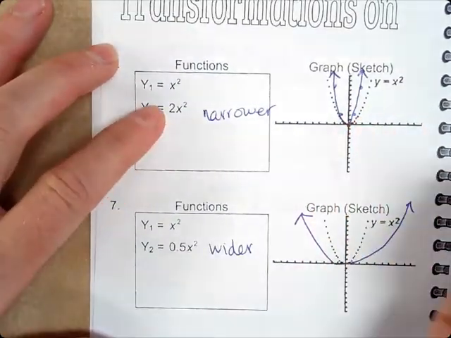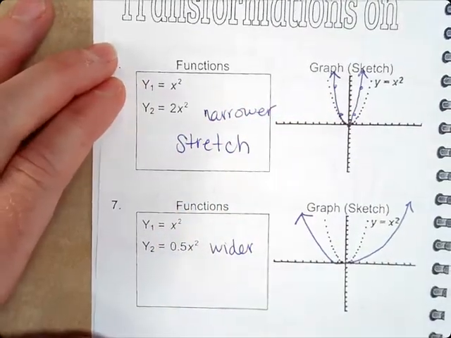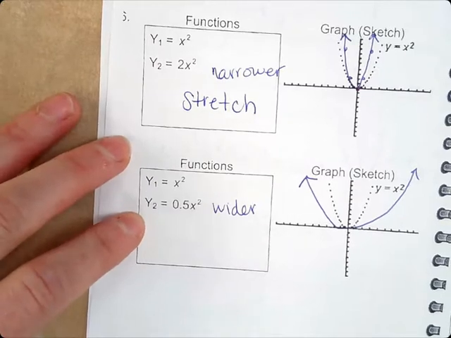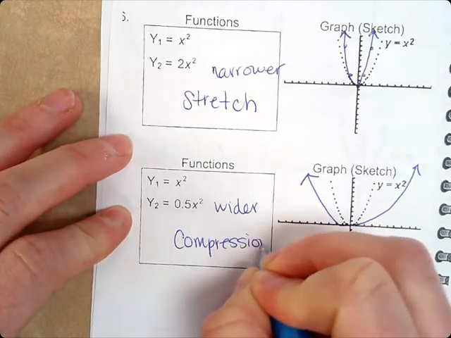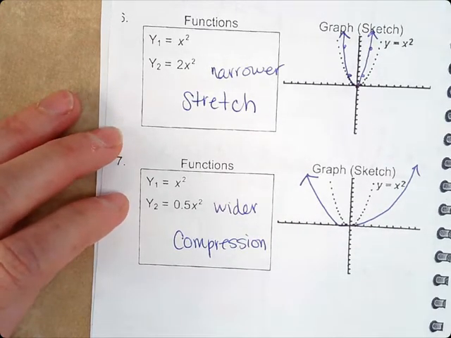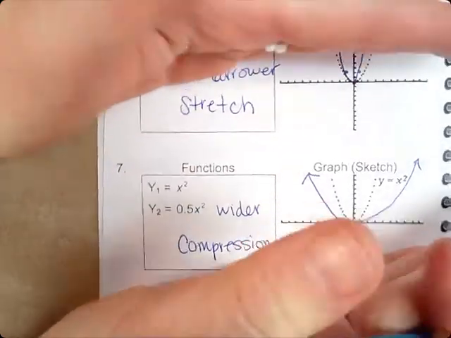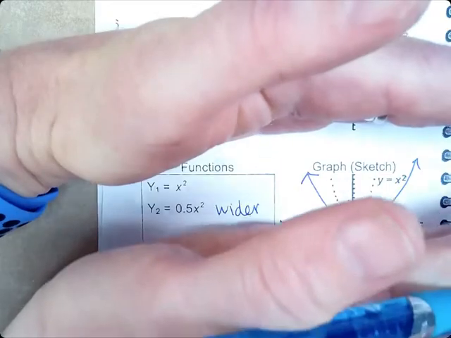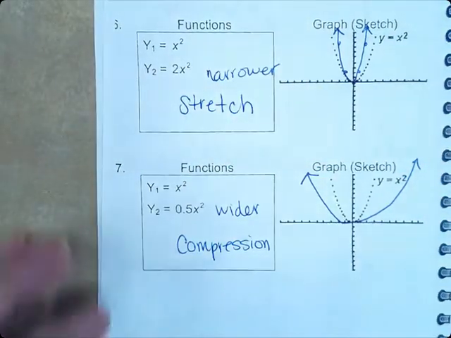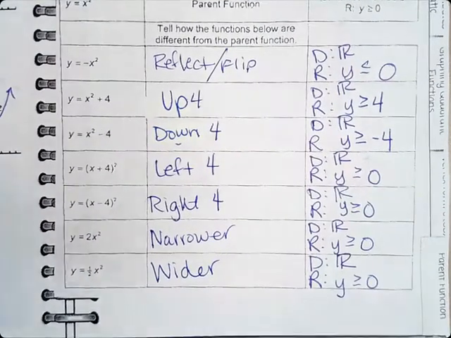And then this one is narrower, which is called a stretch. And this one is wider, which is called a compression. It's compressed. So think about if you have something like this and you compress it, you're squishing it down. That's a compression. Okay, and then you do your domain and range.